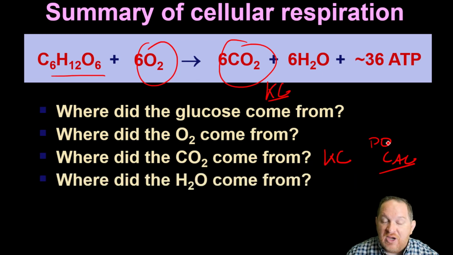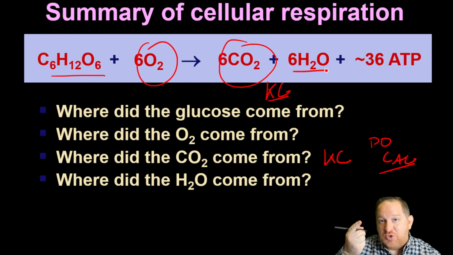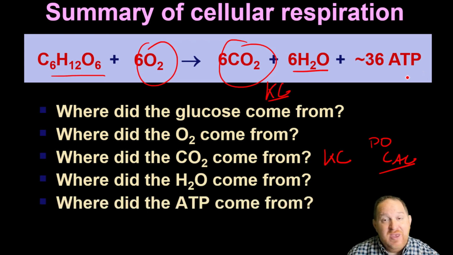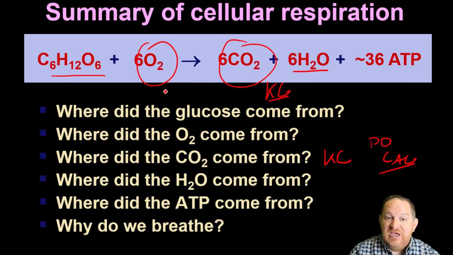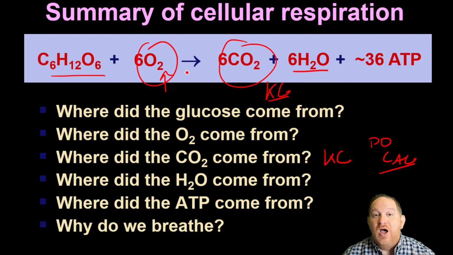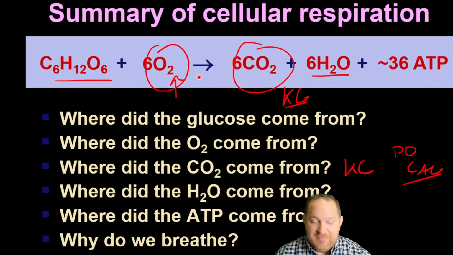Okay, where did the water come from? Oh, remember, we made the water when oxygen accepted that electron and joined with hydrogen to create water in the electron transport chain. Where did the ATP come from? Came from several places. Glycolysis, Krebs cycle, but the majority of it came from the electron transport chain and oxidative phosphorylation. So why do we breathe? Oh, well, the quick and easy answer is if we didn't have oxygen, our pyruvate would not be able to go into the Krebs cycle to make ATP, and instead would go through fermentation and we would not survive, right? Because we need that ATP to be made.